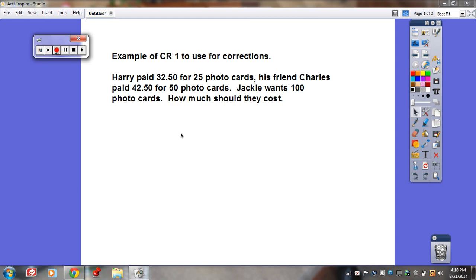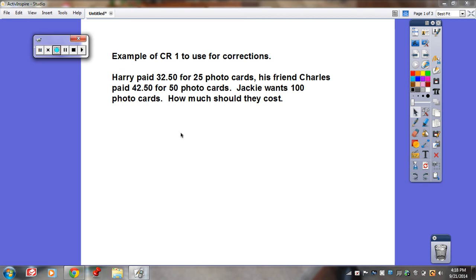Okay, so this is an example of how you can correct your CR1 from your test. Remember that all test corrections are due by Wednesday. So you have Tuesday to do it, and then you need to get it into me by Wednesday. They will not be accepted after Wednesday.